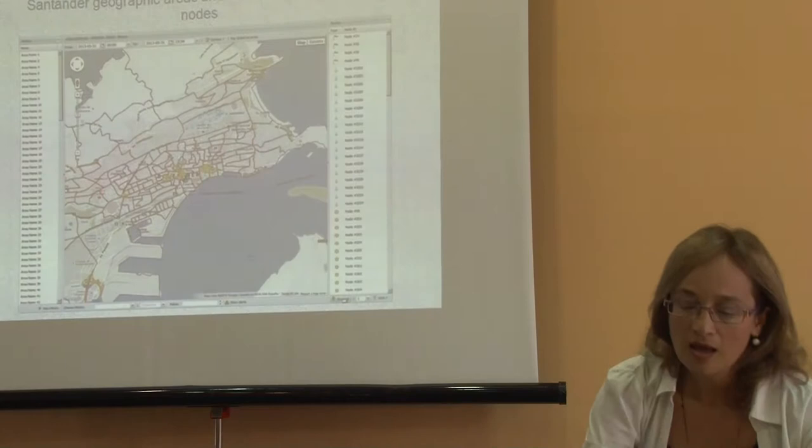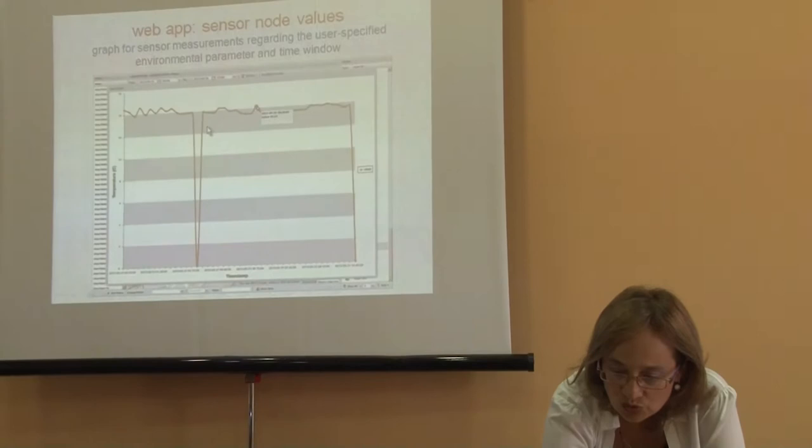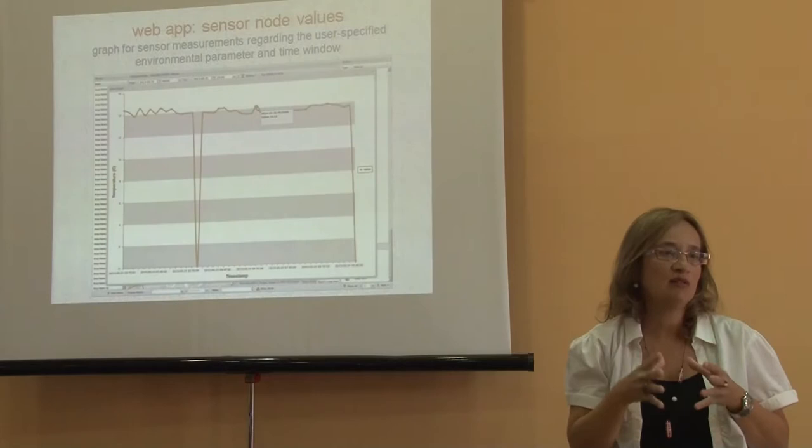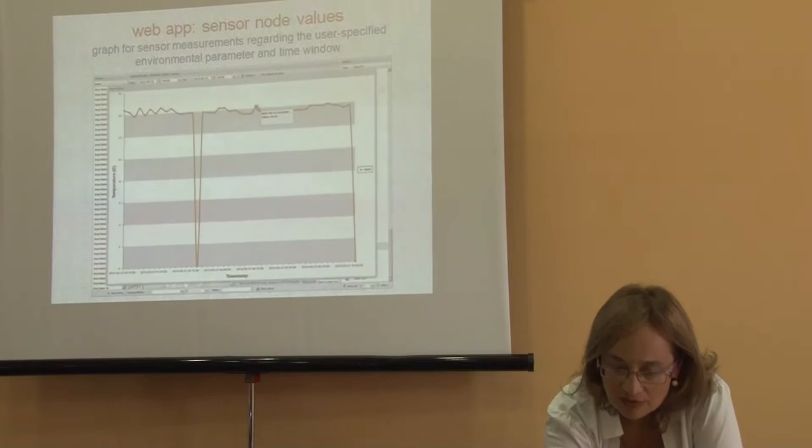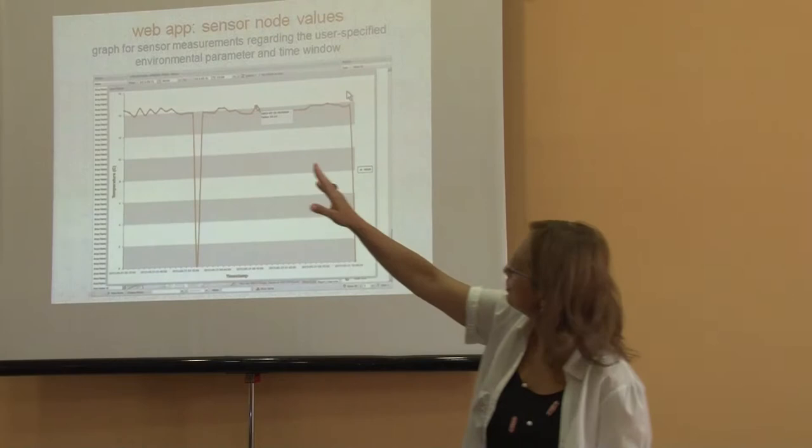Then we have the web application exposing sensor measurements regarding some of the parameters that are defined by the users and the specific time window. We will see this in the demo. There are some options here, and the user can, let's say, play with time and the sensors. And this is what the graph looks like.